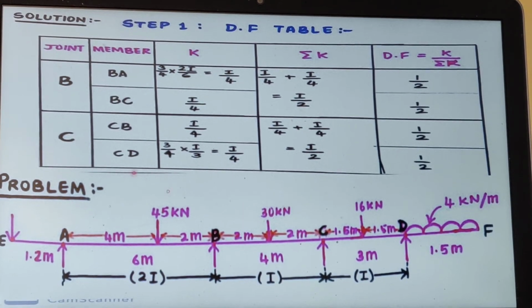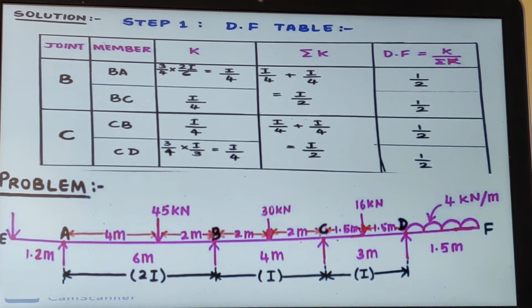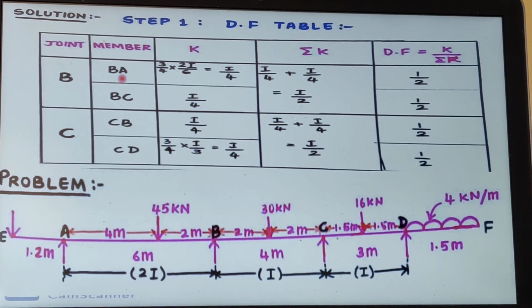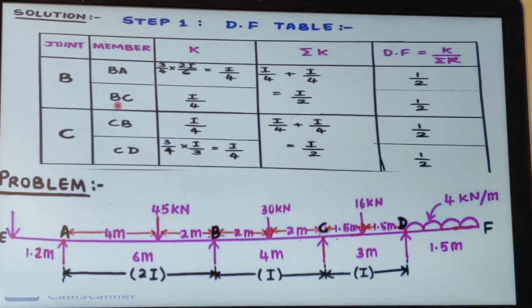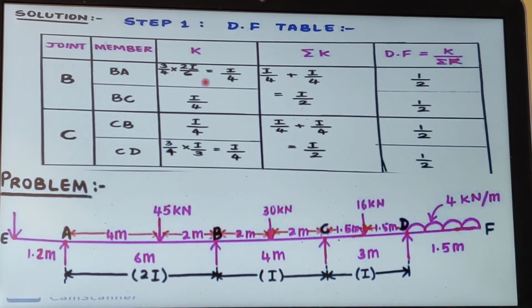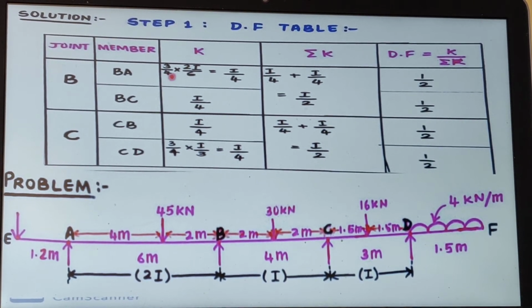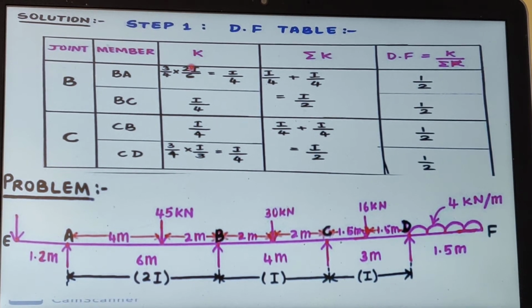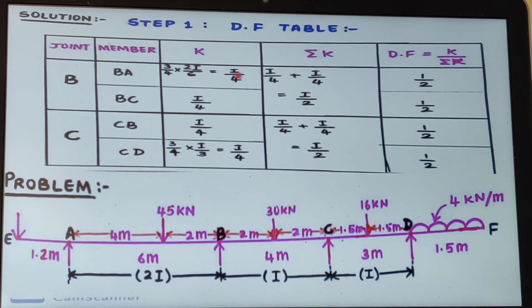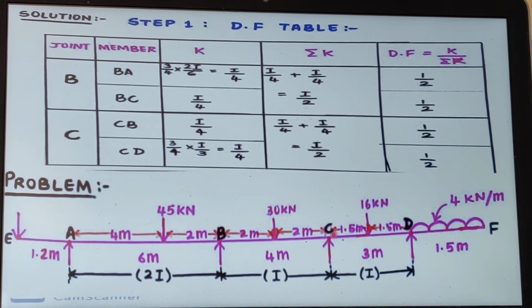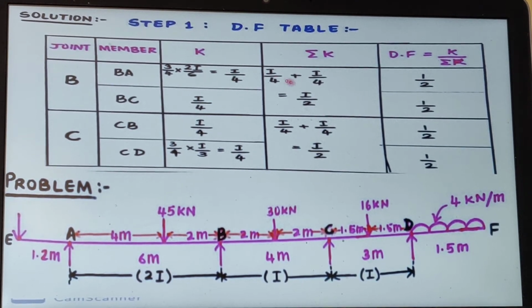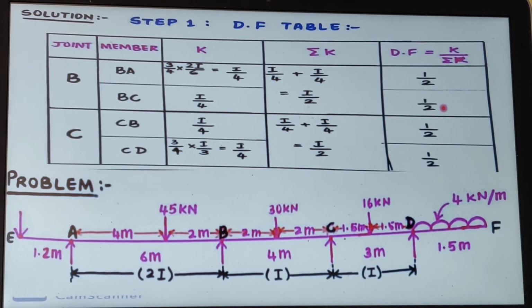So in the problem we have 2 joints, that is B and C. At B you will have 2 members connected, BA and BC. The far end is hinged, so you consider 3/4 I by L. L is 6 and the I is 2I, so you will get I by 4. At BC the far end is fixed, so you use I by 4, and then you summate all of this, you will get I by 2. The distribution factors will be half and half.